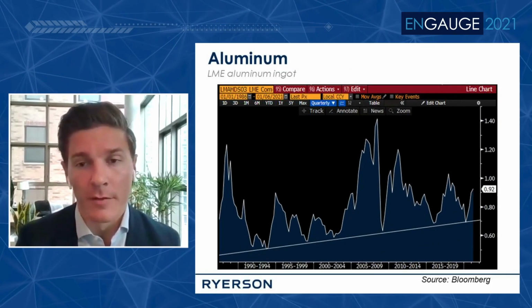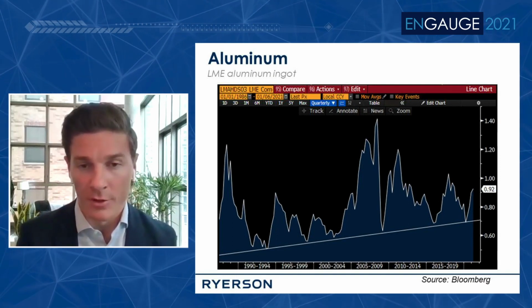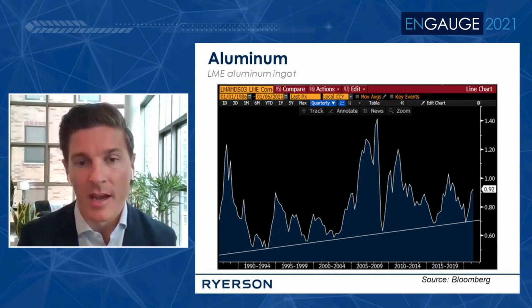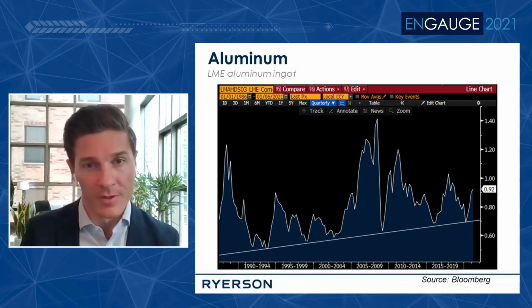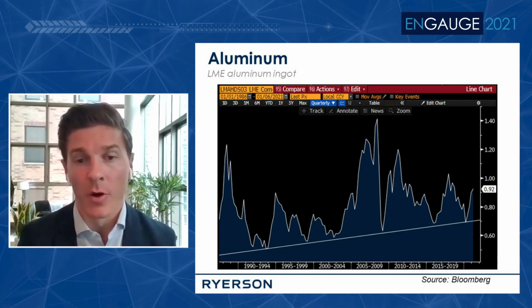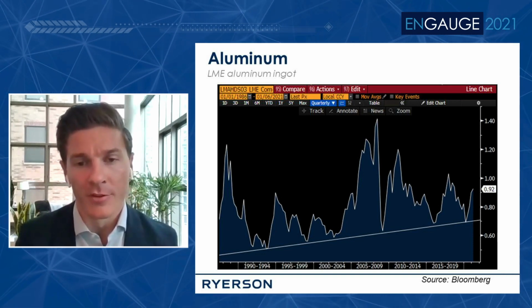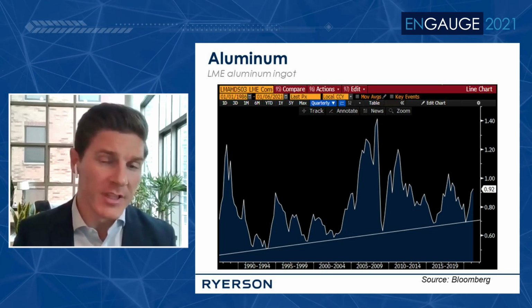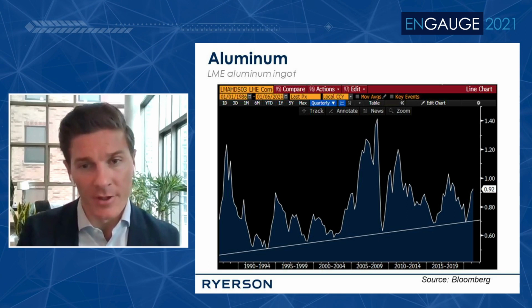This is a chart of the London Metal Exchange aluminum ingot price. And this is a pretty long-term chart because I think it's interesting to have historical context when we think about where we've been versus where we're going to head in 2021. And I drew in this white line down along the bottom of the chart, which is, I would argue, it almost acts like an inflation line. It's slightly gradually increasing over time.